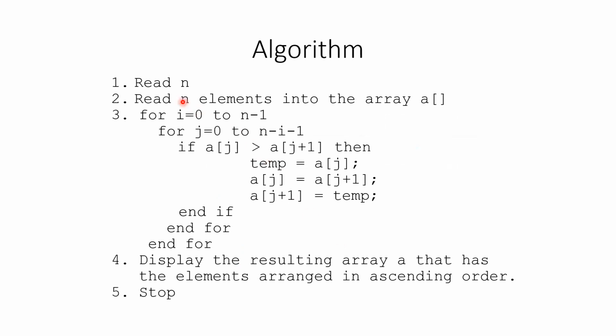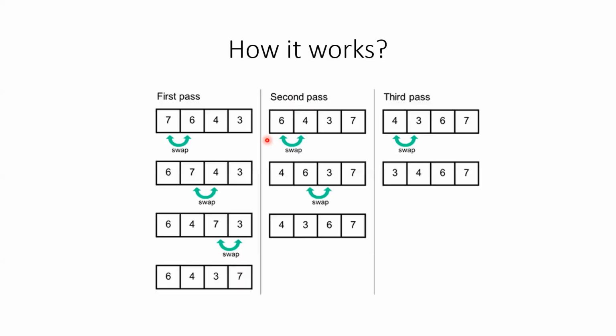Let's go through it. Read n. N is the number of elements which we are going to store in the array, and read those n elements into array A. Say the name of the array is A. Here we need to have two for loops. Why two for loops? One for loop is to check the number of passes, three passes. So we need to keep track of all these three passes, so one for loop is needed for that.